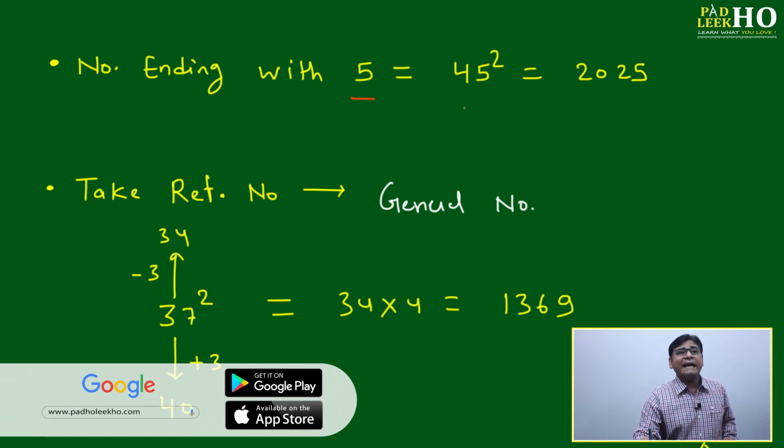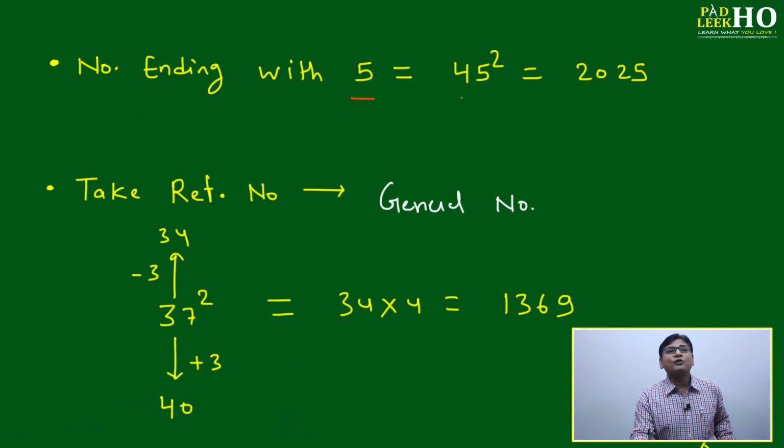Number ending with 5, any number ending with 5, how to find its square? Like 45 square. What you have to do? Just multiply this 4 with the next number.